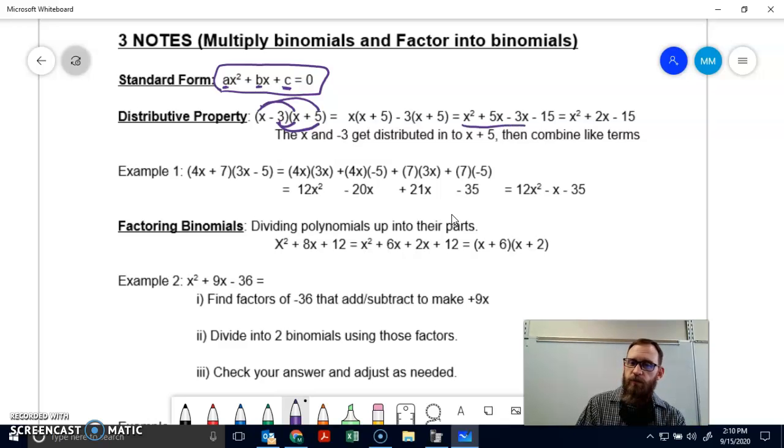So once I've distributed, I do see some like terms here in the middle. 5x minus 3x is 2x. And I get this as a final answer. That should be something we've seen before, something you're pretty used to.